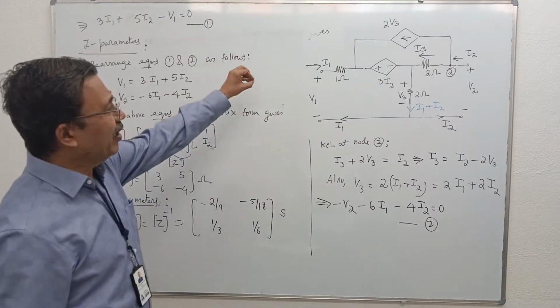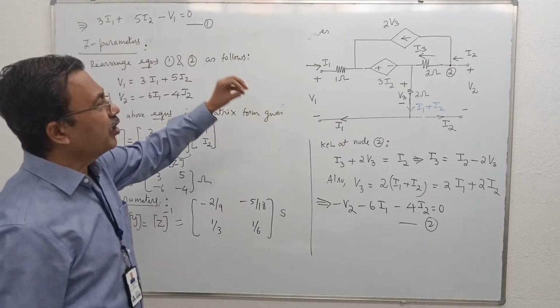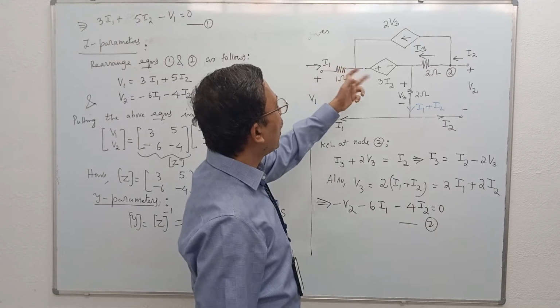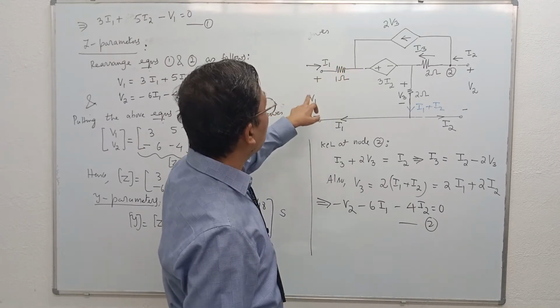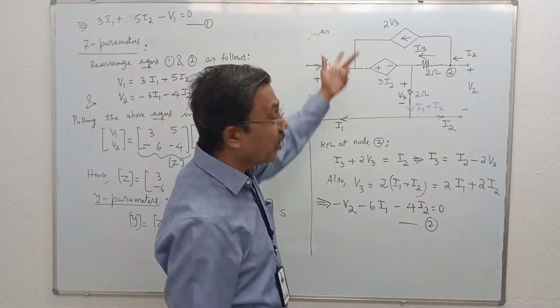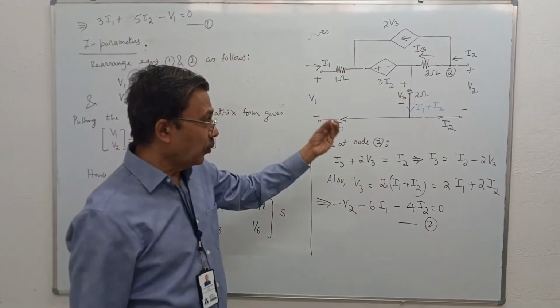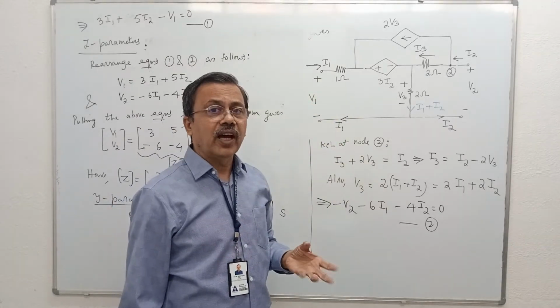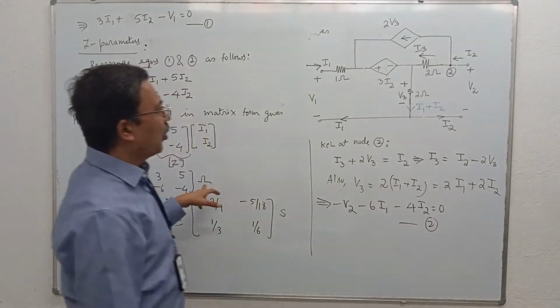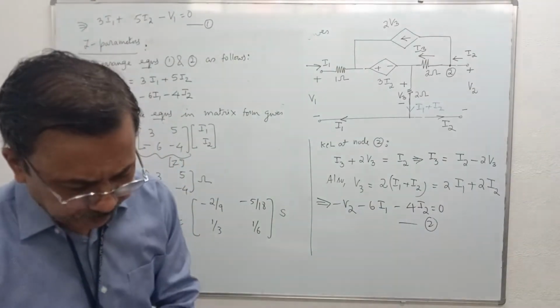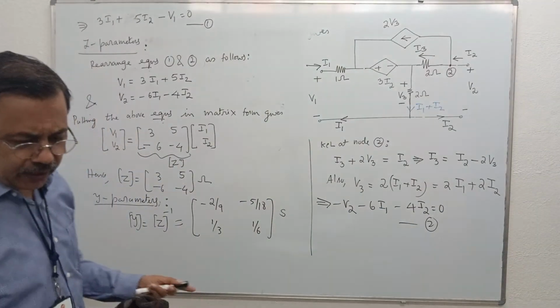So this problem is slightly complicated because there are three voltage variables, V1, V2, V3, and three current variables, I1, I2 and I3. These 6 variables must be reduced to 4 variables. That means we have to eliminate V3 and I3. This problem is very commonly asked in the examination. Next problem.